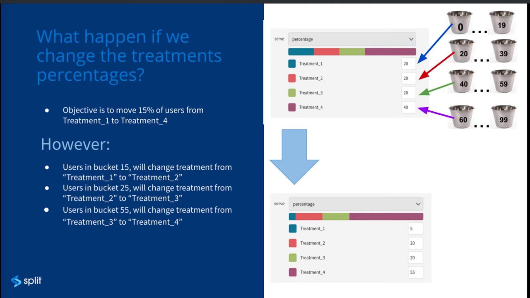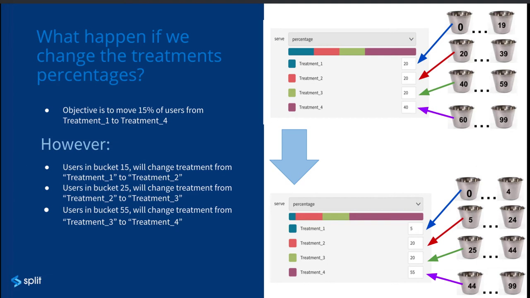Now, when the SDK remaps all these users, it will not achieve the objective, because the population or the buckets will move from treatment 1 to 2, and some of the 2 will move to 3, and some of the 3 will move to 4. So we're actually shuffling a lot of population here and not just simply moving some percentage from treatment 1 to treatment 4. As we can see here, we have from bucket 5 to 19, treatment 1 to 2, and then from 25 to 39, treatment 2 to 3, and then from 45 to 59, treatment 3 to 4.